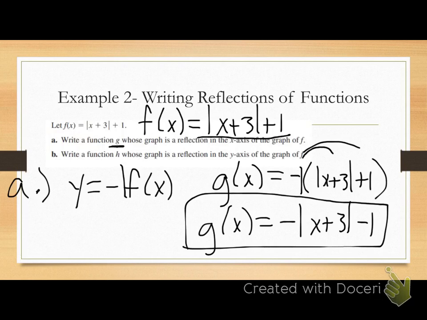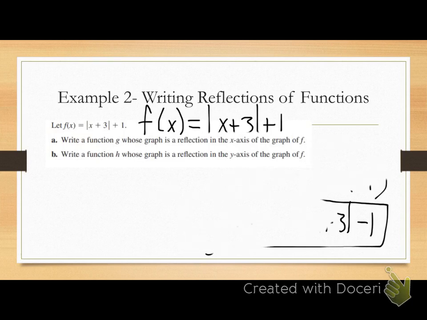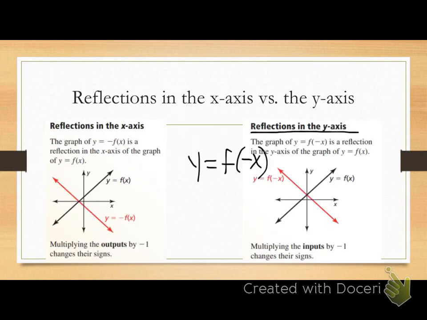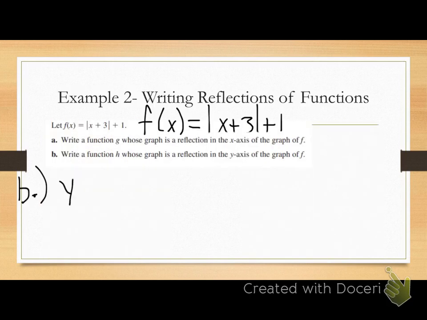Can I erase and do letter B? Letter B. Write a function h whose graph is a reflection in the y-axis of the graph of f. Which axis am I reflecting over now? Y. Reflecting over the y-axis, so what formula am I using? The y equals f of negative x. Very good. Y equals f of negative x. Everyone okay with identifying which formula to use at least?